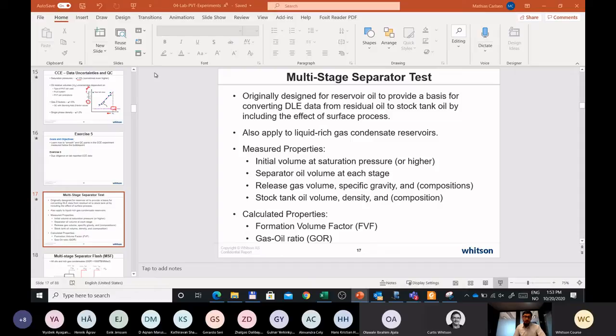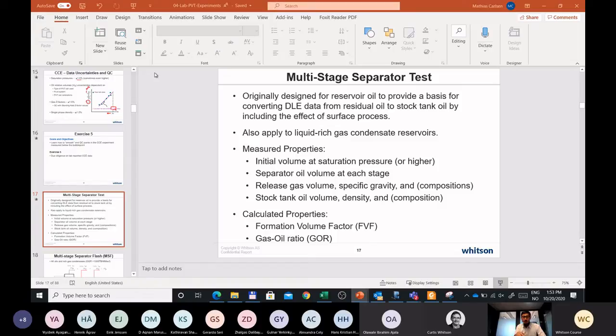And then you also measure the separator oil volume at each stage of the separator. So if you have multi-stages, like 1 stage, 2 stage, 3 stage separator, then we measure the equilibrium oil volume at each stage of the separator. And then there is the removal of the gas phase, because the multi-stage separator test and the DLE experiment are identical, except that in the multi-stage separator test you have a different temperature for each stage, and in DLE you have the constant reservoir temperature.